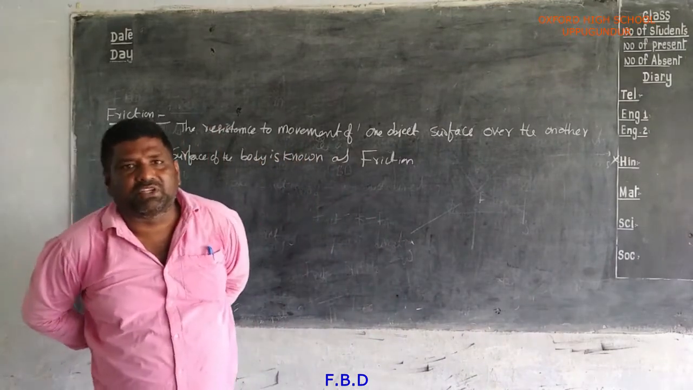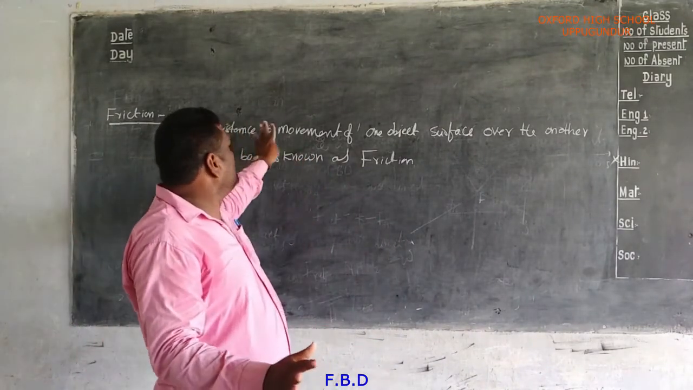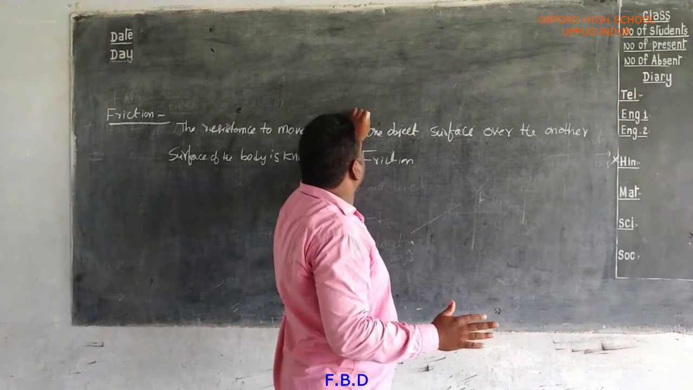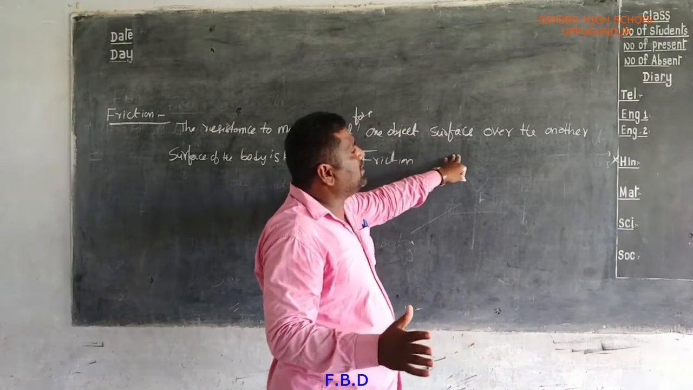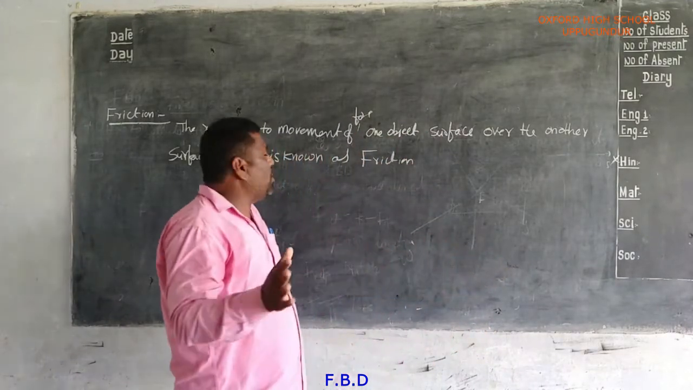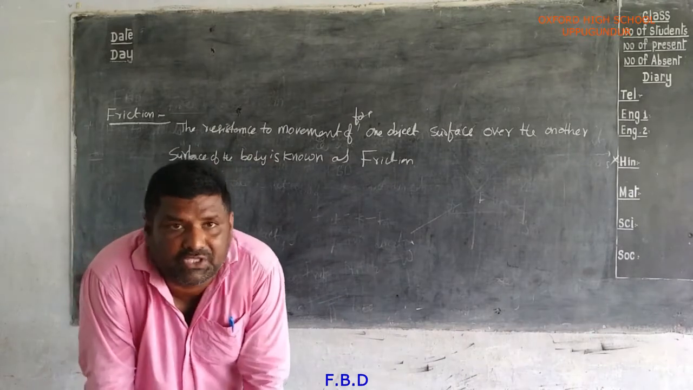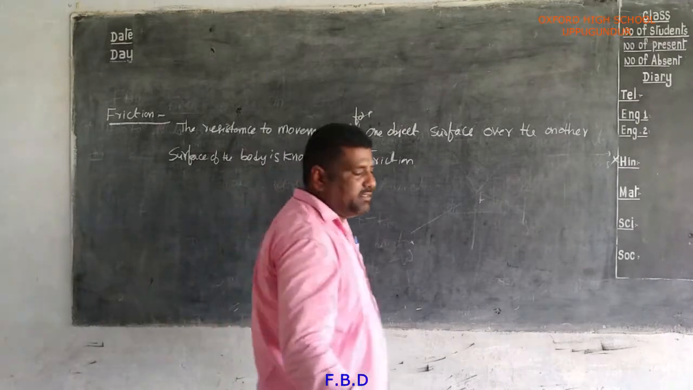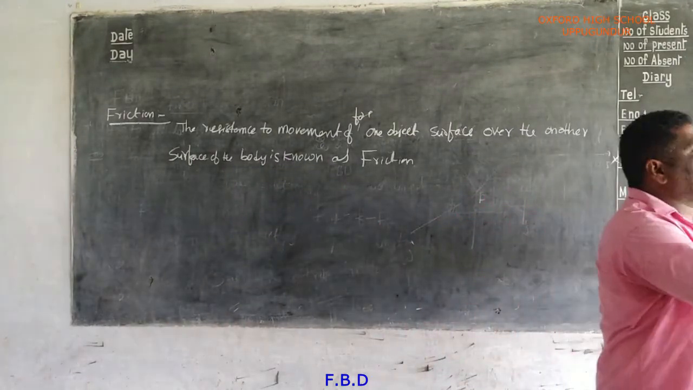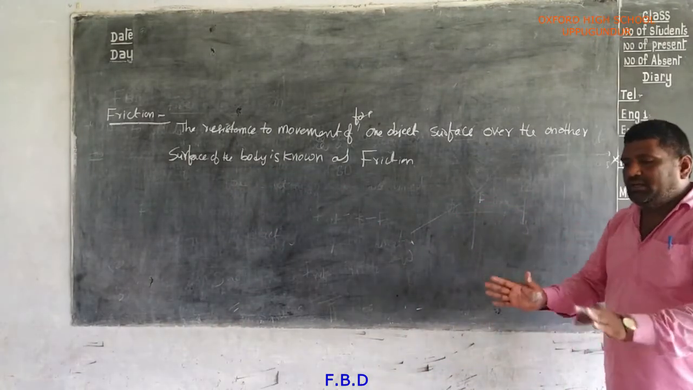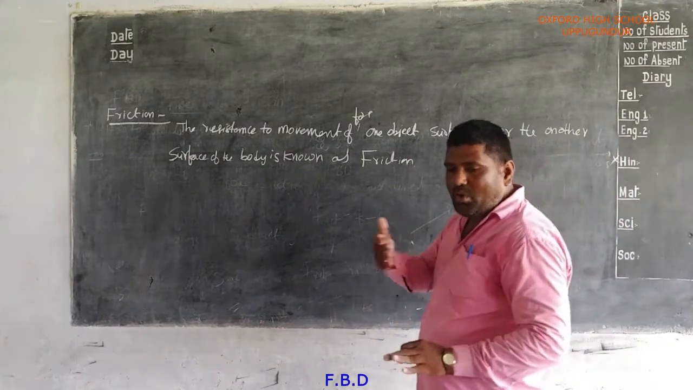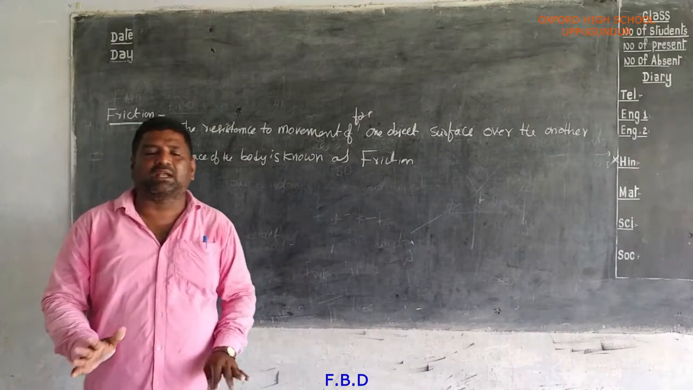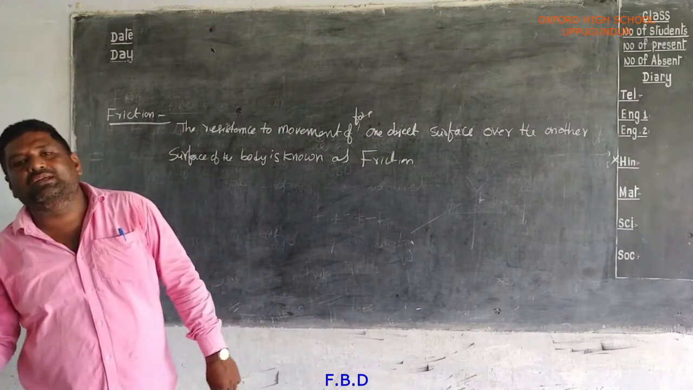What is the definition of friction? The resistance to movement of one object surface over another surface of a body is known as friction. For example, if friction did not exist in this environment, what would happen? We cannot walk on the ground, and we cannot easily move from one place to another place.